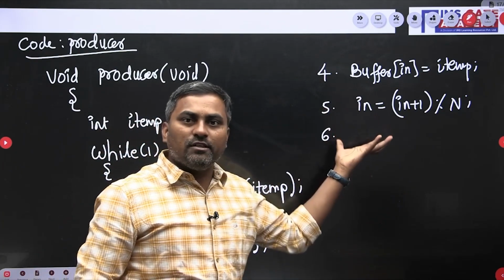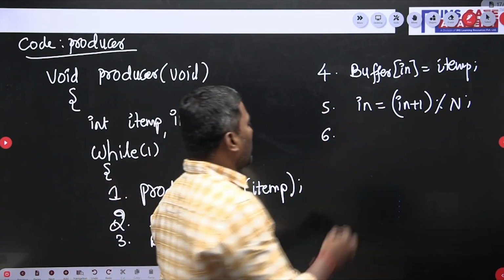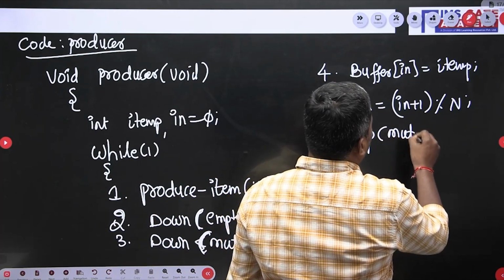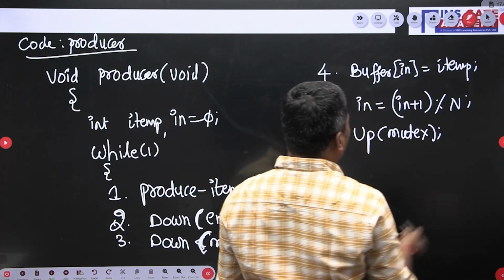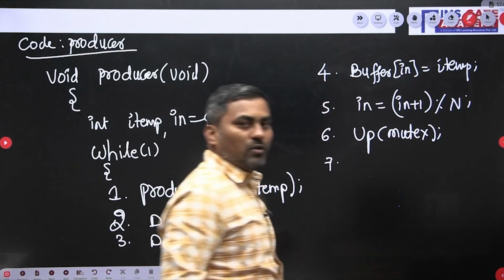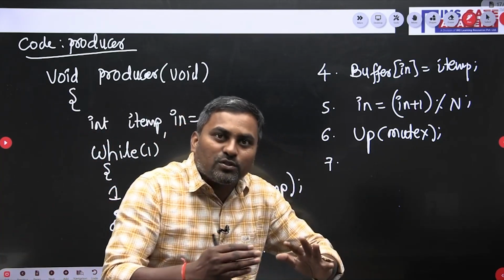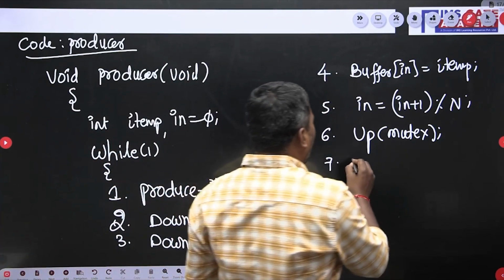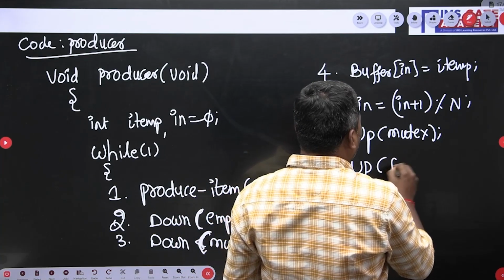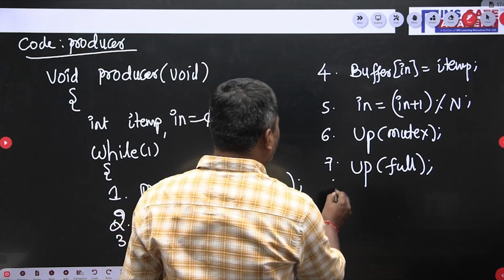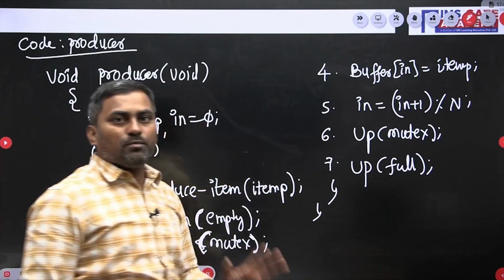Then, now we placed the information in the buffer. So I should wake up or not? Up on mutex plus, because the other process, the consumer, can use the buffer. The seventh statement: we performed down on empty, then empty reduced, full increases or not. So now up of full. So this you should understand in the code. Then I will be closing like this. This is the producer code.